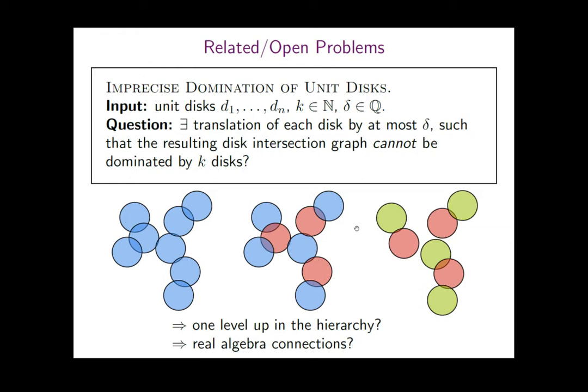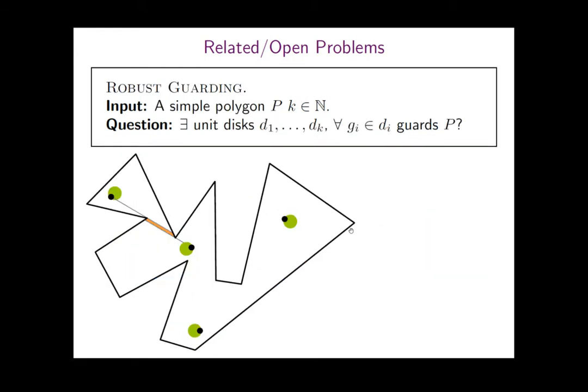Same questions: do we go one level up in the hierarchy by dealing with imprecision, and do we get real algebraic connections? Then we have a robustness in a different sense. Imprecision means we have imprecise input, but now we want to deal with robustness of the output.